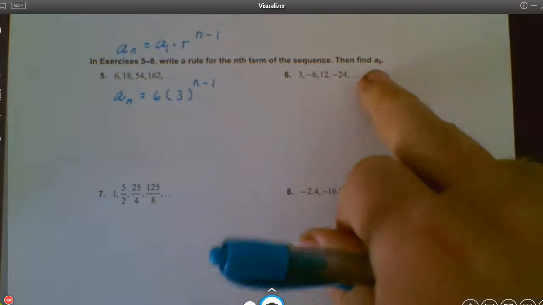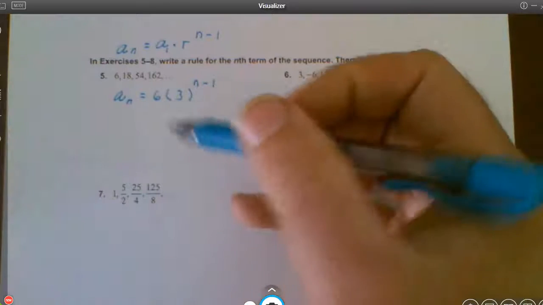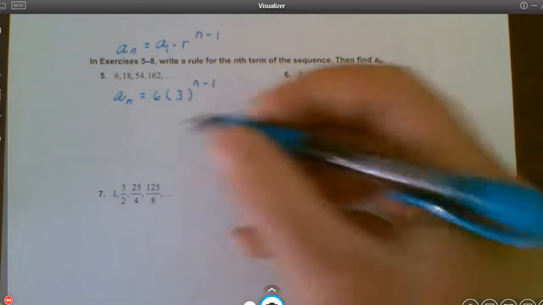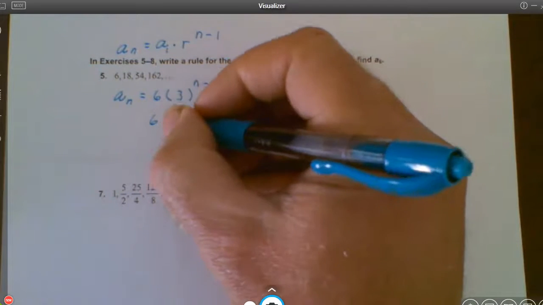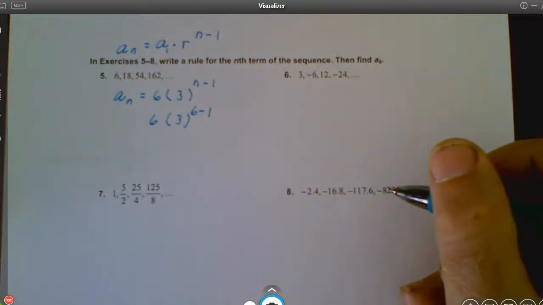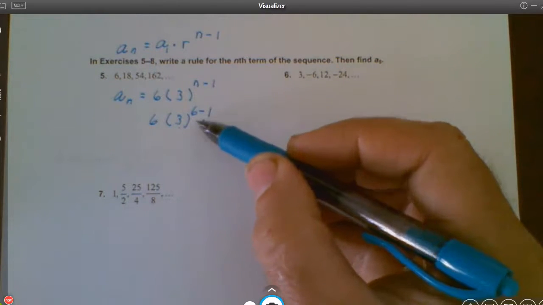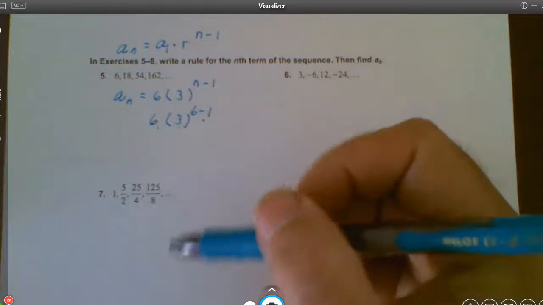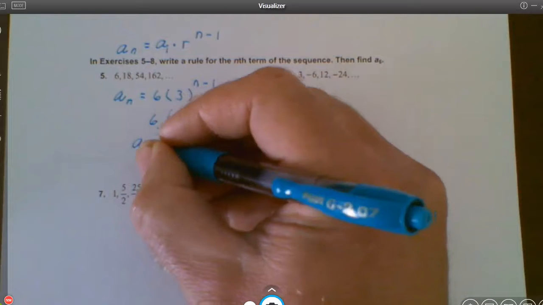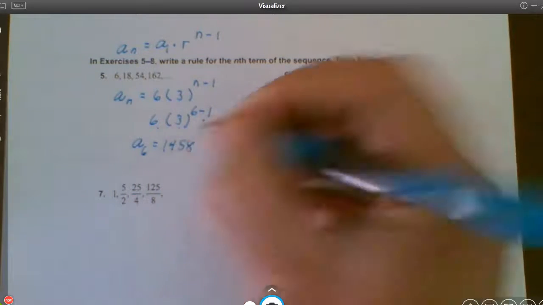For the next step, if they said, now find the 6th term of the sequence, well, now that I know the rule, in order to find the 6th term, I just put in a 6 right there for n. So 6 times 3 to the 6 minus 1 power. In your calculator, you would do 3 to the 5th power and then multiply that answer by 6. That should tell you that your 6th term is 1458.